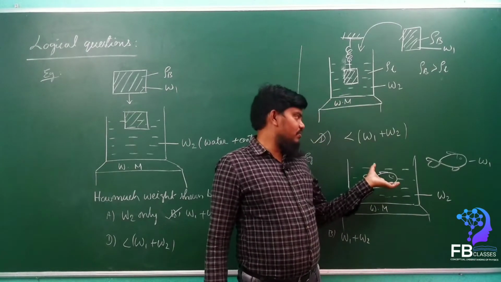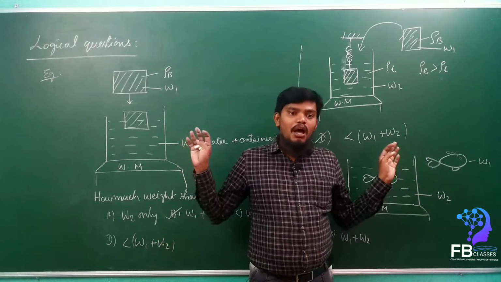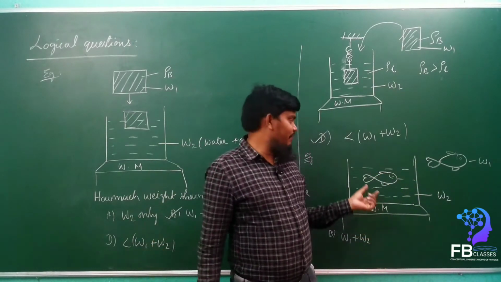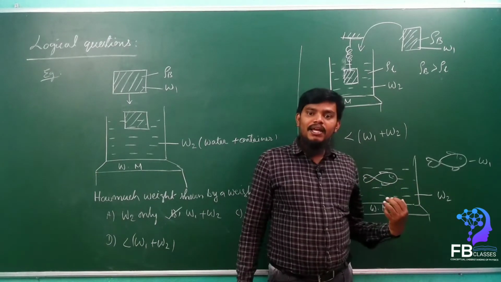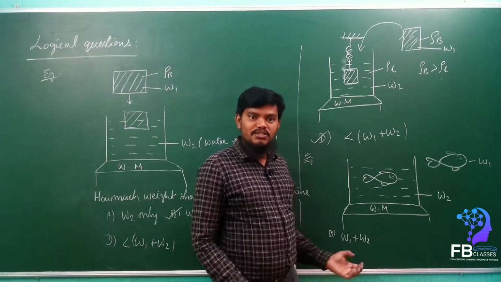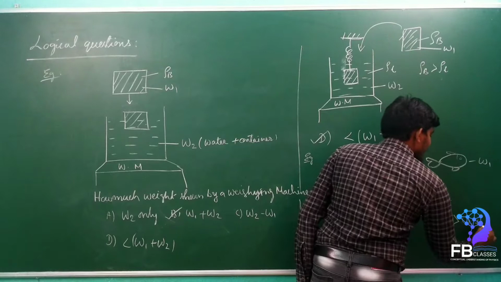So what will happen now? If the fish swims very fast, that means it applies more force onto the water, and once it is accelerated, the weighing machine will show more than this weight. That means the option will come as greater than W1 plus W2.